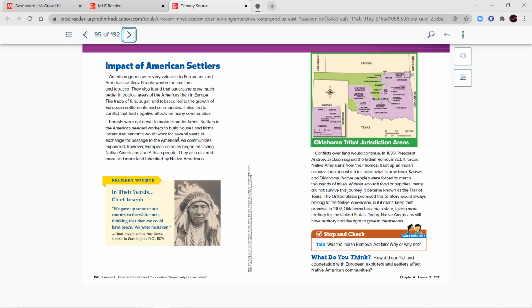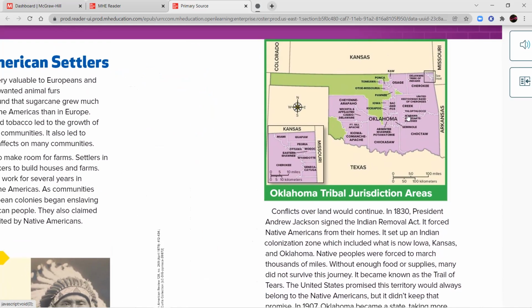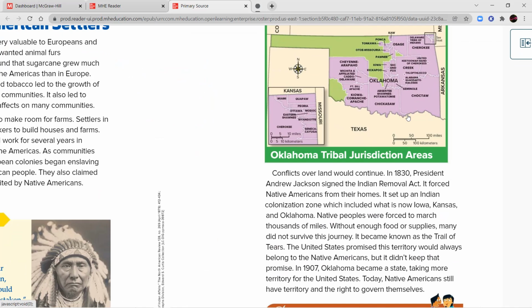Primary source, in their words, Chief Joseph. We gave up some of our country to the white men, thinking that we could have peace. We were mistaken. Oklahoma tribal jurisdiction areas. Conflicts over land would continue.